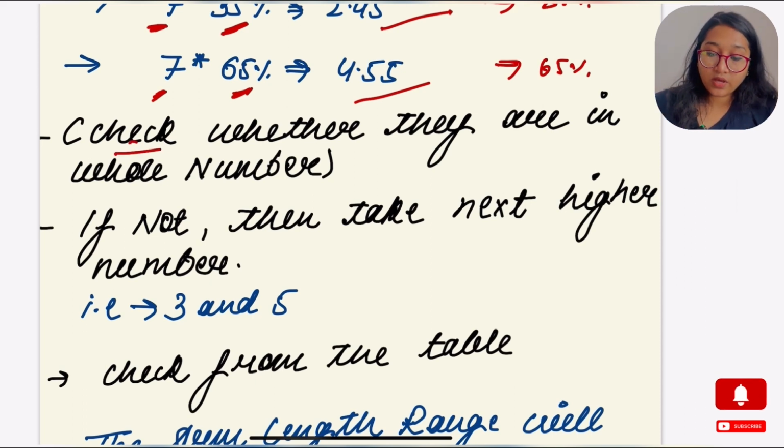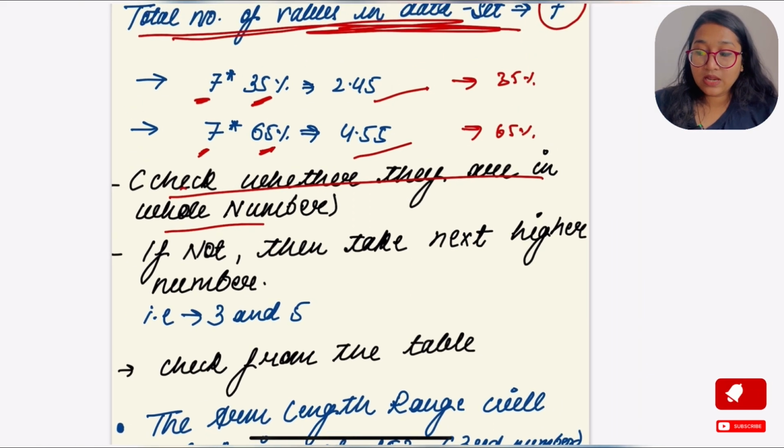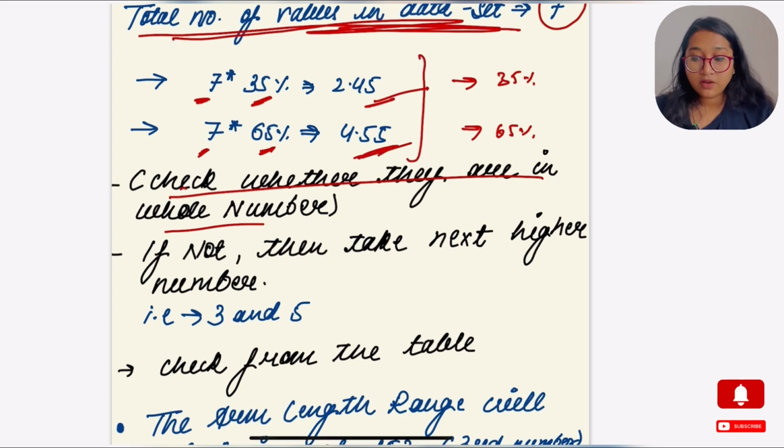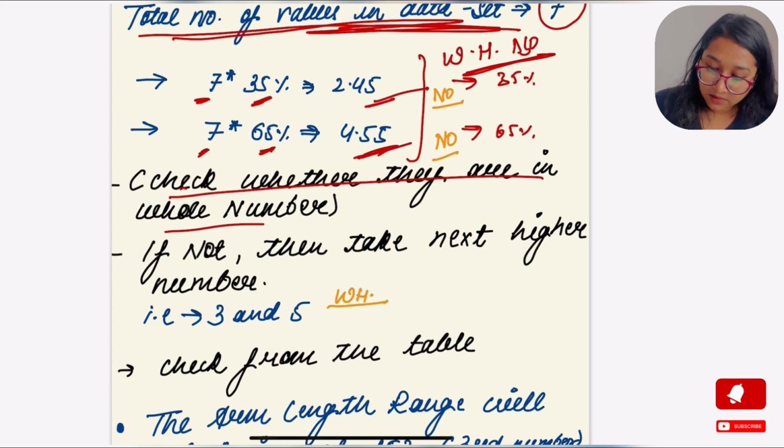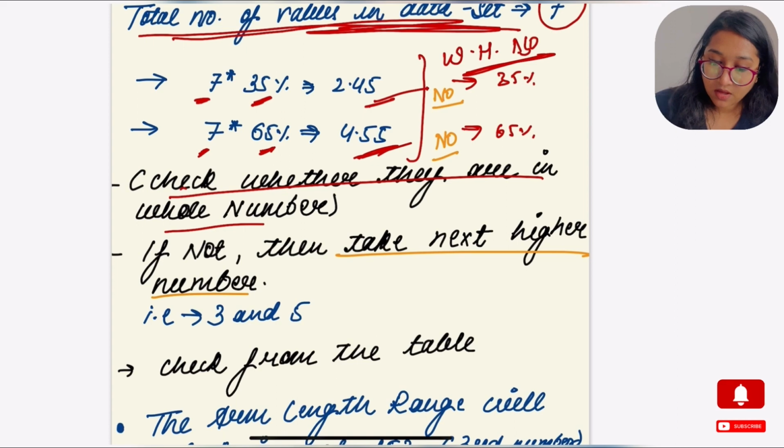Let's go. Check whether they are whole numbers. Do you think 2.45 is a whole number? No. Is 4.55 a whole number? Again, the answer is no. Is it clear? So we have to take a whole number, but we have no whole number in this case. We are going to take the next higher number.